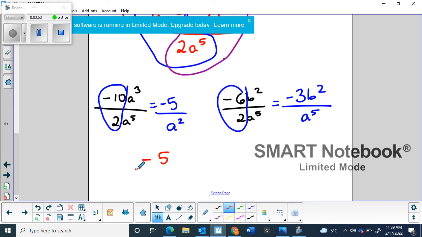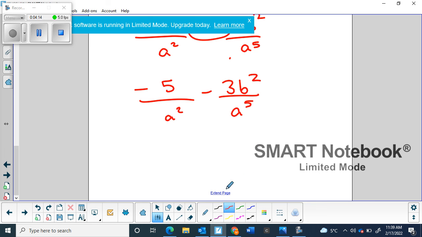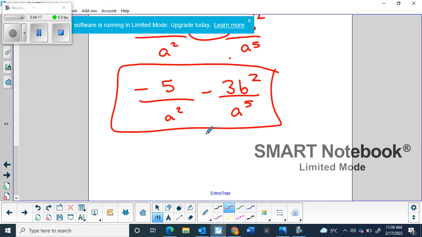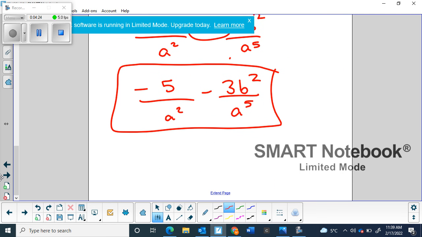I have negative 5 over a squared plus negative 3b squared over a to the 5. All right, and again, we learned that when we have two signs, we can just make it minus 3b squared over a to the 5. And that would be as far as I could go with this problem. So it doesn't look quite as neat as the first couple, but that's as far as I can go with simplifying that particular equation.